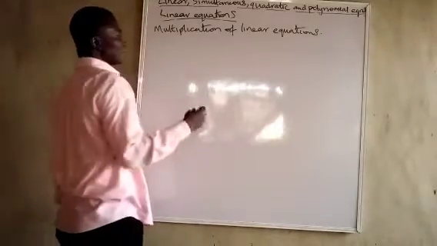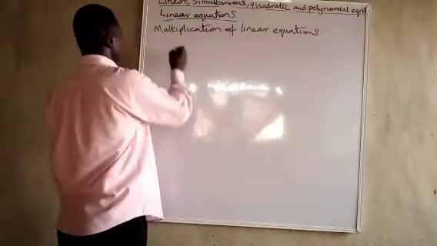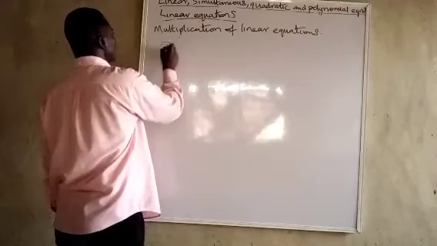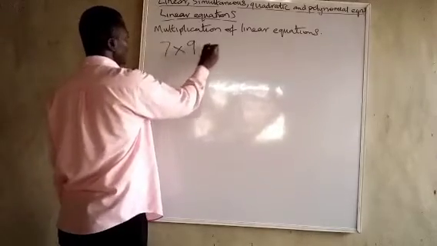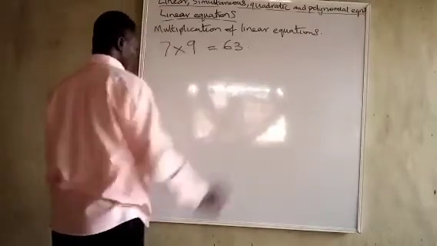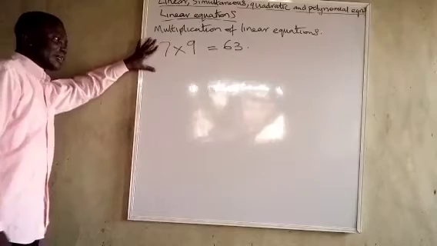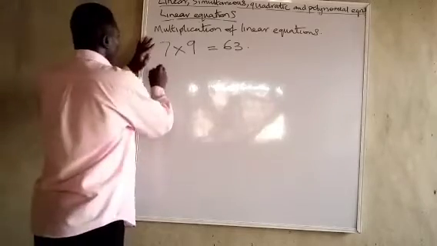Now, if I have an expression like 7 times 9, you know that one will give me 63. I can break this 7 down. Let me say 4 plus 3.